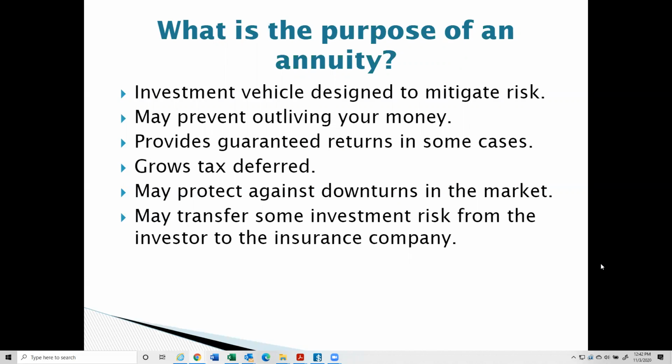So what's the purpose of an annuity? An annuity is a long-term investment used by the insurance company and is designed to help protect you from the risk of outliving your money. This is usually done through the annuitization process. Your purchase payments, what you contribute, are converted into periodic payments that can last for a lifetime.